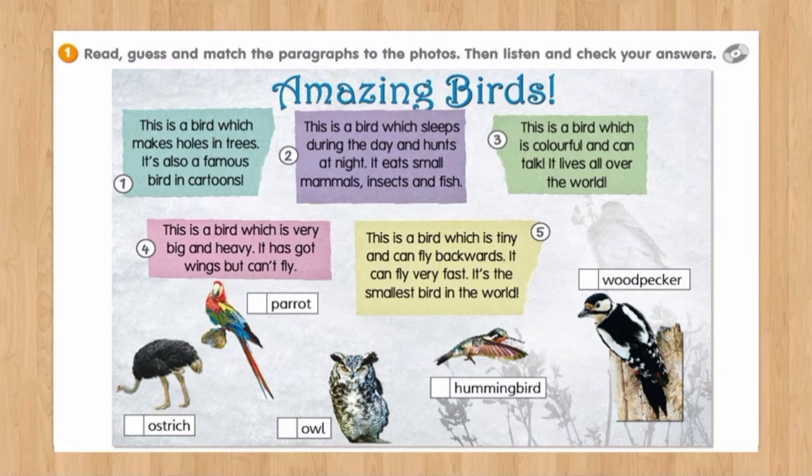3. Parrot. This is a bird which is colourful and can talk. It lives all over the world. 4. Ostrich. This is a bird which is very big and heavy. It has got wings, but can't fly. 5. Hummingbird. This is a bird which is tiny and can fly backwards. It can fly very fast. It's the smallest bird in the world.